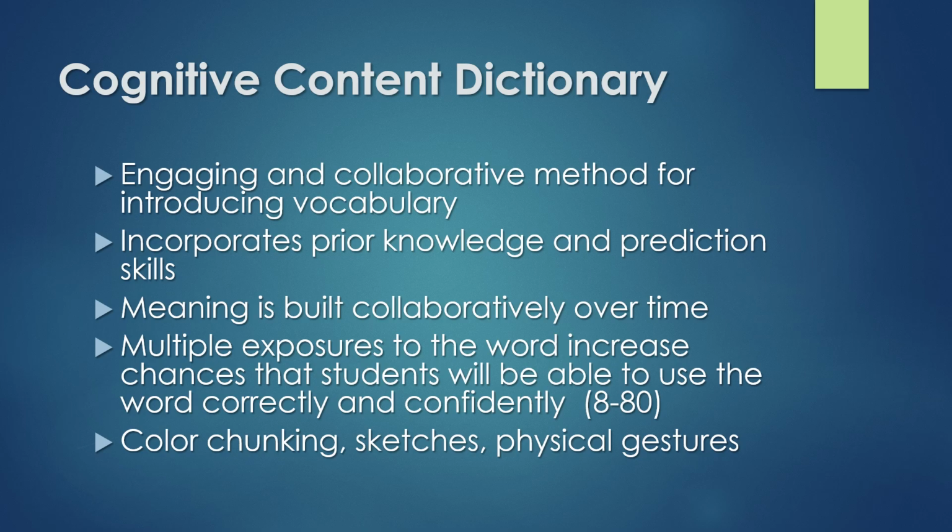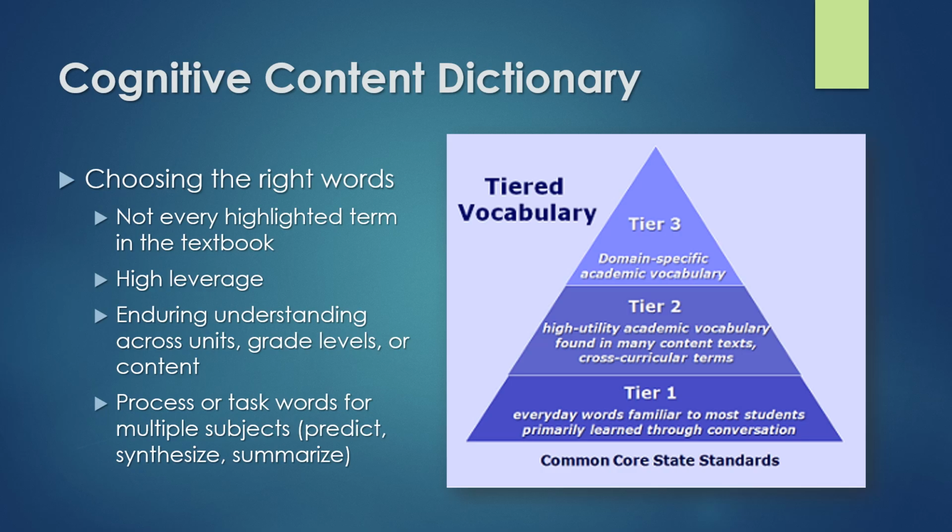The meaning of the word is internalized through various activities and personal interactions. Research shows that we need to be exposed to terms between 8 and 80 times before it's committed to long-term memory. The CCD also employs elements like color chunking, sketches, and physical gestures, which all improve brain imprinting and comprehensibility. Not every word or key term in every subject needs to be on a CCD chart.